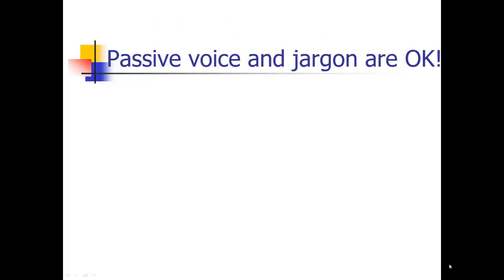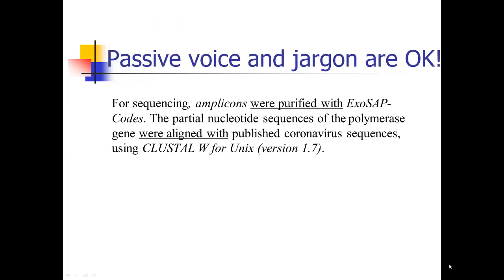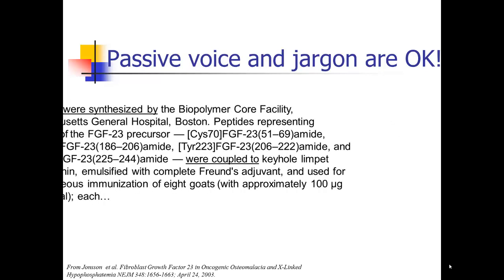Passive voice and even jargon are okay in the method section, unlike the rest of the manuscript, where I'm going to tell you to use less jargon and use active voice. So for example, in this paper they said, "For sequencing, amplicons were purified with ExoZap codes." There's a lot of jargon, and it's in the passive voice. "Polymerase genes were aligned with published coronavirus sequences using Clustal W for Unix." All of that jargon is appropriate there. We need all of those details about specific technical details. So in the method section, it's perfectly appropriate, and again, okay to use the passive voice.